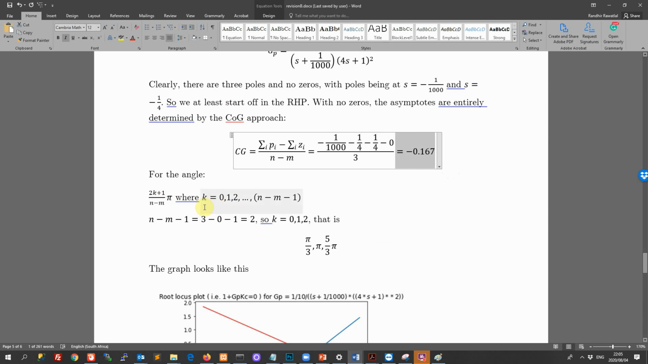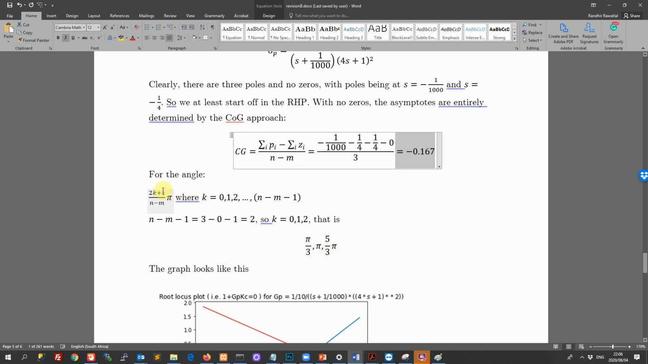center of gravity. So here we run k from 0 to n minus m minus 1, which is 3 minus 0 minus 1, which is 2. So the series of k values is 0, 1, and 2. And then if you apply that there, when k is 0, then this is 1 over 3 pi, so pi over 3. And then when k is 1, then that's 2 plus 1 is 3 over 3, which is 1, so that's a pi, so there's your pi.